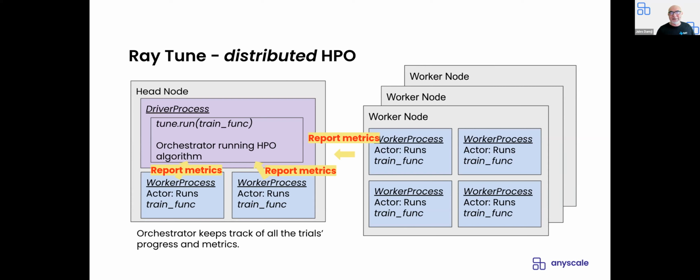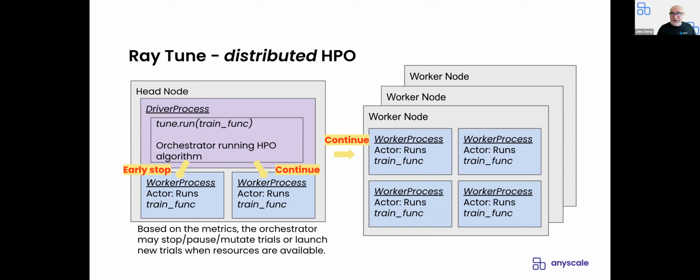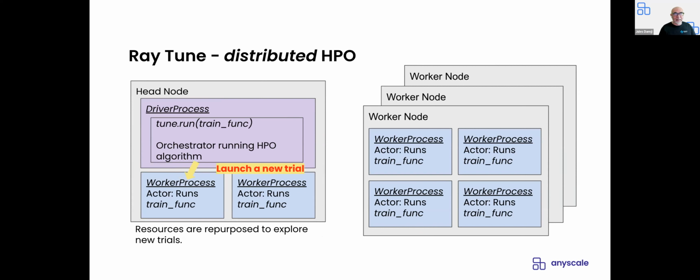So the orchestrator can say, if I'm using early stopping, or if I'm using successive halving using ASHA, can I actually do an early stop and figure out what my next trial is going to be? And that's where the orchestrator determines, after it has got the results back, and then it's going to terminate that. It will launch a new trial instead of the old one.